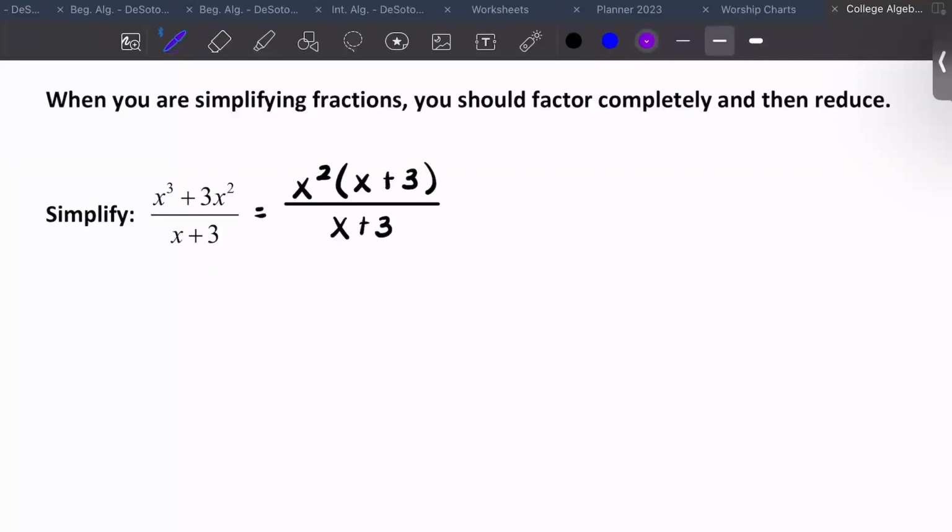Now, we get to reduce everything that they have in common. Exactly what they have in common is an x plus 3 and an x plus 3. So all we're left with is x squared. So we reduced in the purple, and this is our answer.